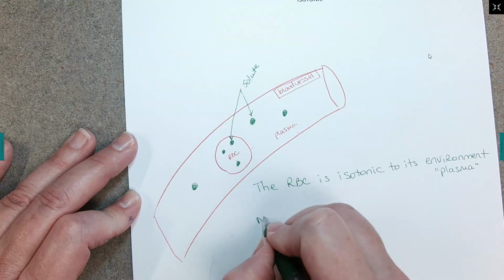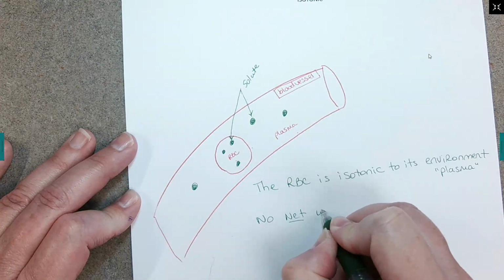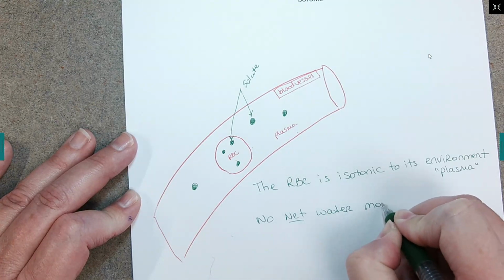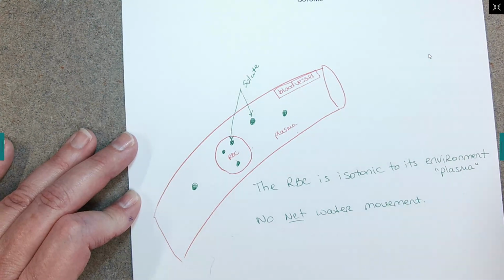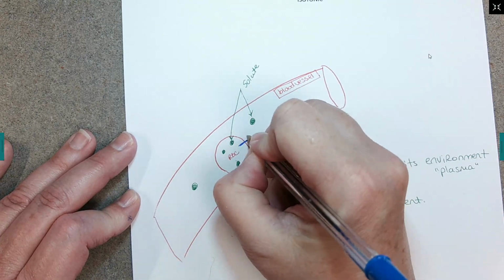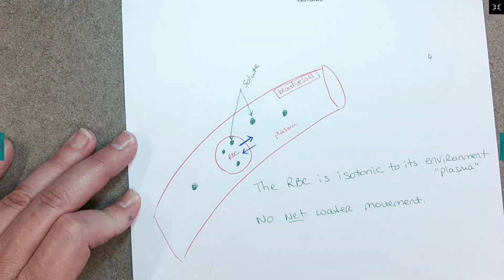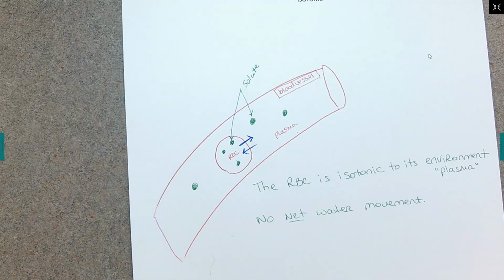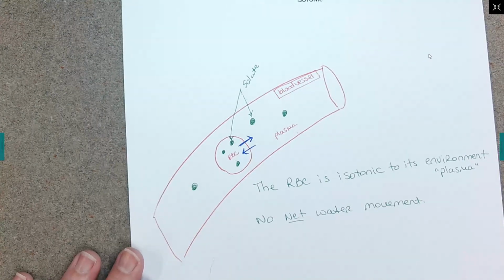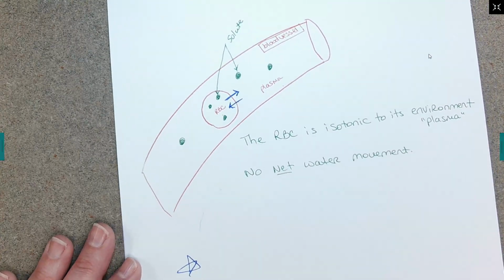This means no net water movement. Now that's not to say that water doesn't move. Water does move. So when I say no net water, what I mean is for every one water molecule that leaves the red blood cell, one water molecule will enter the red blood cell. So it's at equilibrium. We have no net movement of water. So it's a one-to-one situation here. This is normal. This is what we want. This is what your body is supposed to do.